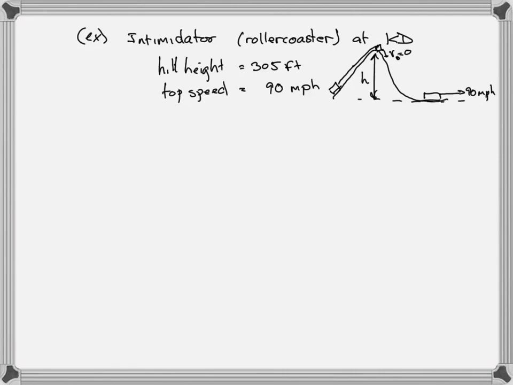So the first question is, what is the largest hill that the roller coaster could then go over after that? In other words, let's make it go back up a hill. What is the largest hill? We call that H1. How big can H1 be? I think the answer is obvious, but in case it isn't, let's just ask that question.